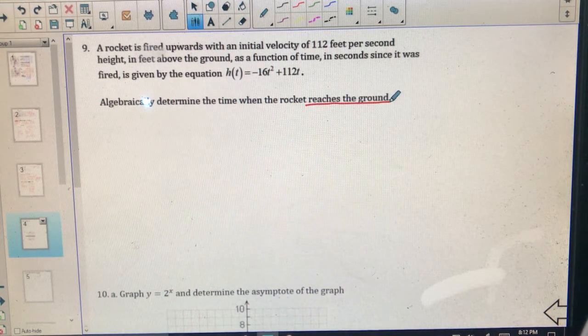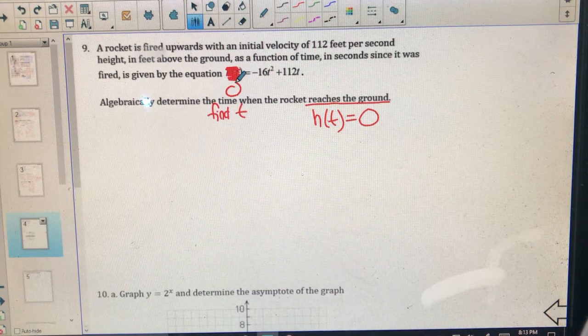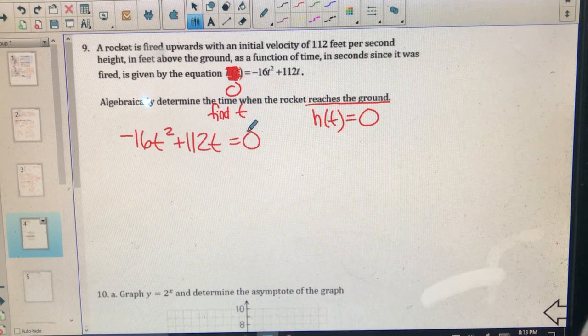If it's asking me to determine the time, that means find t or solve for t. Which means if I'm trying to solve for t, I need to plug something in for the height. The height is h of t. Now, when it reaches the ground, the height is 0. So what it's telling me to do is get rid of this h of t and plug in a 0. So my new equation, when I substitute that 0 in, is negative 16t squared plus 112t equals 0.